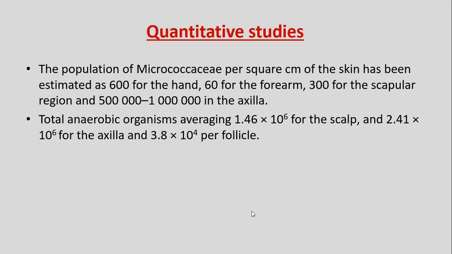Quantitative studies. The population of micrococci per square centimeter of skin has been estimated as 600 for hand, 60 for forearm, 300 for scapular region, and 500,000 to 1 million in axilla. The total anaerobic organisms average 1.46 x 10^6 for the scalp, and 2.41 x 10^6 for axilla, and 3.8 x 10^4 per follicle. So it's a huge number.